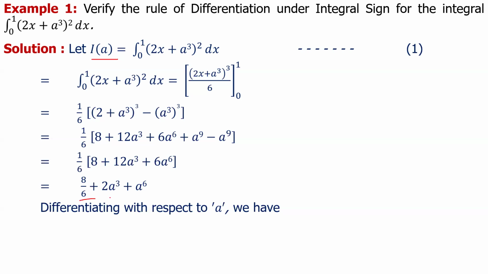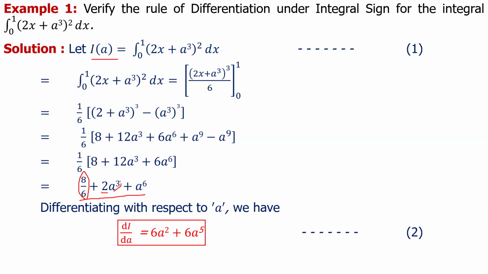Now differentiating this with respect to a, the derivative of 8 by 6 with respect to a is 0. The derivative of a cube is 3a square, so 3 into 2 is 6a square. And the derivative of a to the power 6 is 6a to the power 5. So after solving the integral and differentiating it, the final value of dI by da is 6a square plus 6a to the power 5. This is the usual process that we have been doing till now.